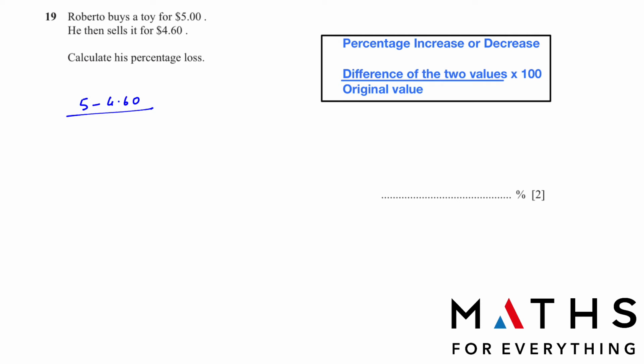What was his cost price? $5. And then you multiply by 100. Don't forget to write down the formula in your formula sheet. This will give us the answer 8.